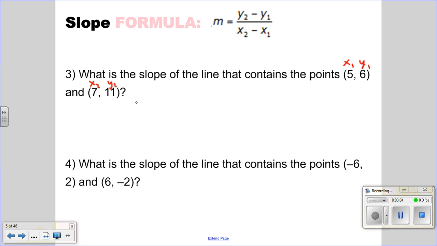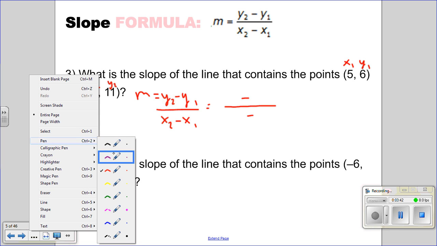And then it doesn't matter which ones you call x1, y1. I could have labeled it the other way around. That doesn't matter. But as long as your ones go with your ones. So write the slope formula. M equals y sub 2 minus y sub 1 over x sub 2 minus x sub 1. And I'm going to set up the skeleton. My minuses are part of my skeleton, as well as the fraction bar. And now I insert the numbers in their appropriate locations.